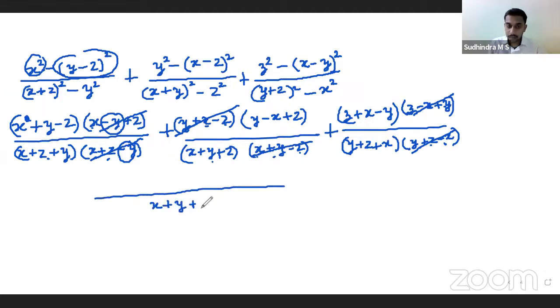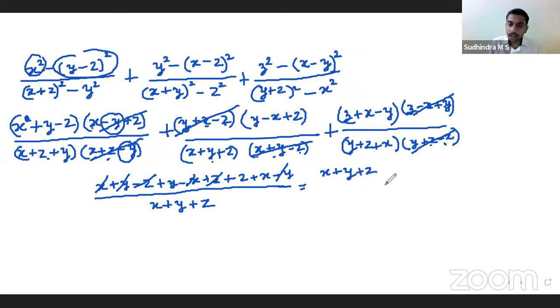X plus y plus z is equal to x plus y minus z plus y minus x plus z plus z plus x minus y. So x minus x, y minus y, minus z and plus z. If we remove, we get x plus y plus z in the numerator, x plus y plus z in the denominator. Cancel, 1 is the answer.